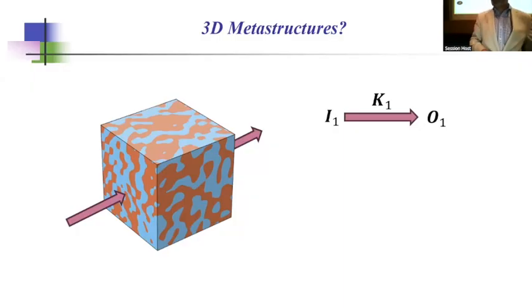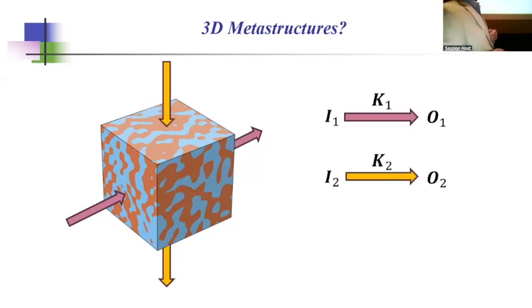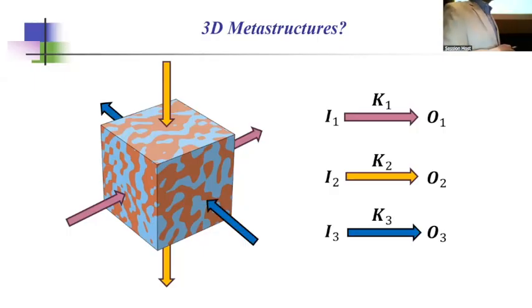K1 is the one you decide what it is. At the same time, with the same block, if I illuminate it from the other direction, that gives me a different matrix independent of the first one without a crosstalk. It's very important, without a crosstalk. Of course, the third one as well. But that's a tall order. Can inverse design actually give us this system that we can do that?